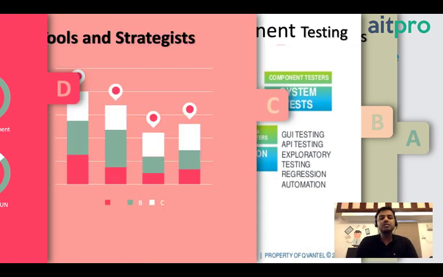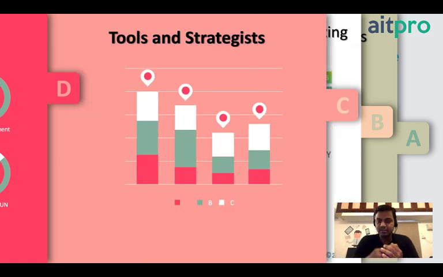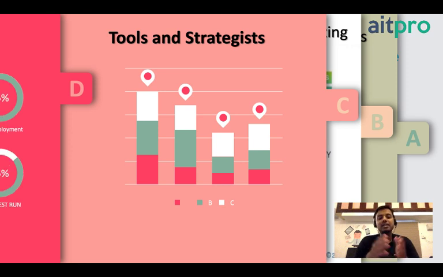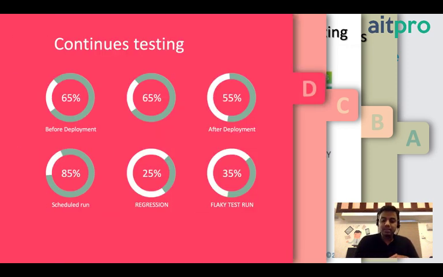And the second is the tools and strategist. Sorry, the third thing is the tools and strategist. And the fourth thing is continuous testing. So we're going to look in. These are the 4 steps, and as we go by, we're going to see these steps in a very detailed manner. Okay, let's go.